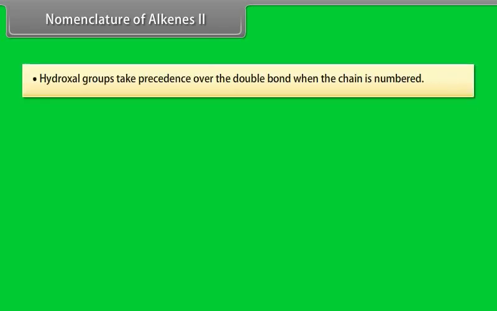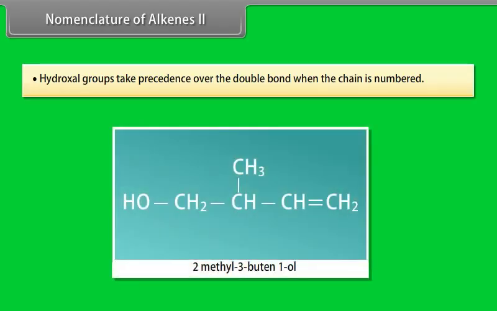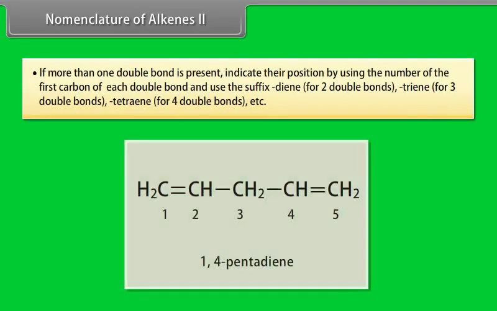Nomenclature of alkenes, Part 2. Step 7. Hydroxyl groups take precedence over the double bond when the chain is numbered. This compound is 2-methyl-3-butene-1-ol.